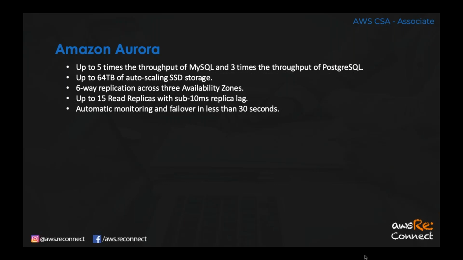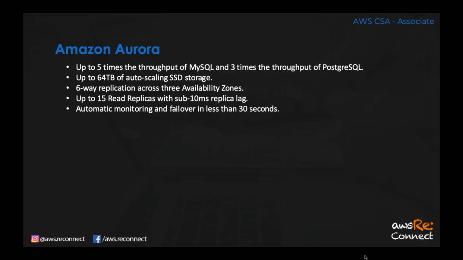Then you can also create up to 15 read replicas with sub 10 milliseconds of replica lag. What exactly a read replica is, we'll see in the next few slides. We have a separate slide for that. And there is automatic monitoring and failover available for Aurora, which takes less than 30 seconds. It is highly recommended that for a production account you should go for Aurora. As you can see already, it has 5 times the throughput of MySQL server and 3 times the throughput of PostgreSQL. So it is a much more managed service, and whatever Amazon provides you as its own managed service is always beneficial. It is always a cost efficient solution.